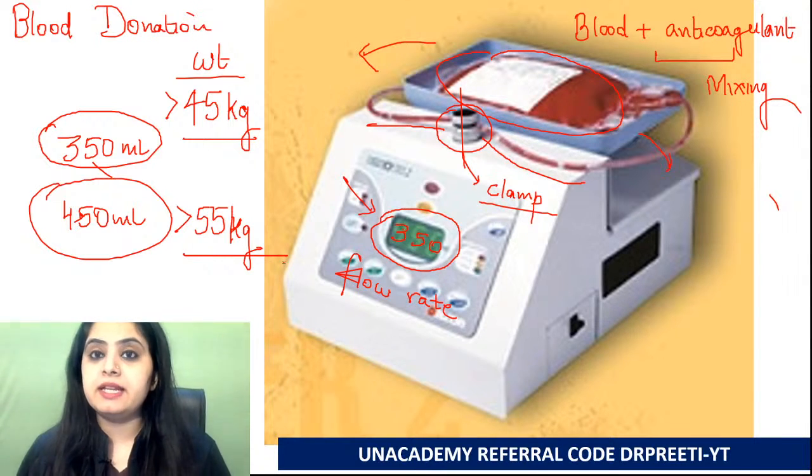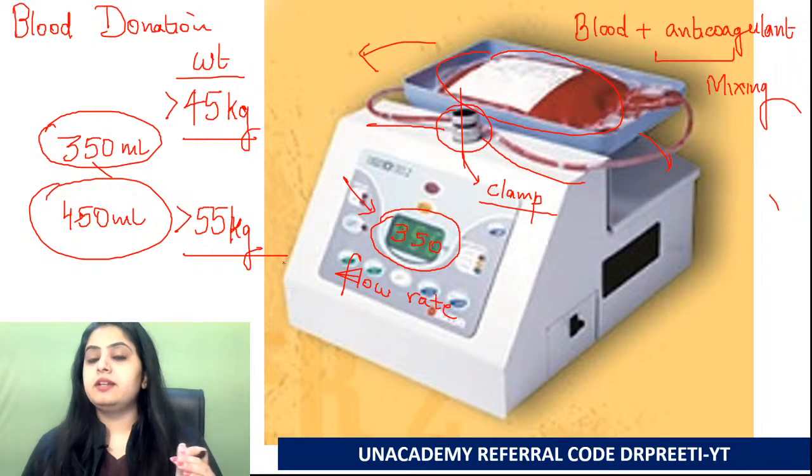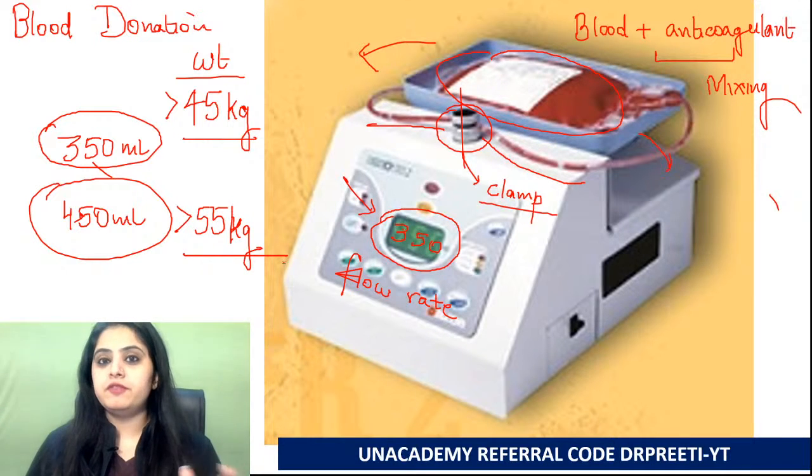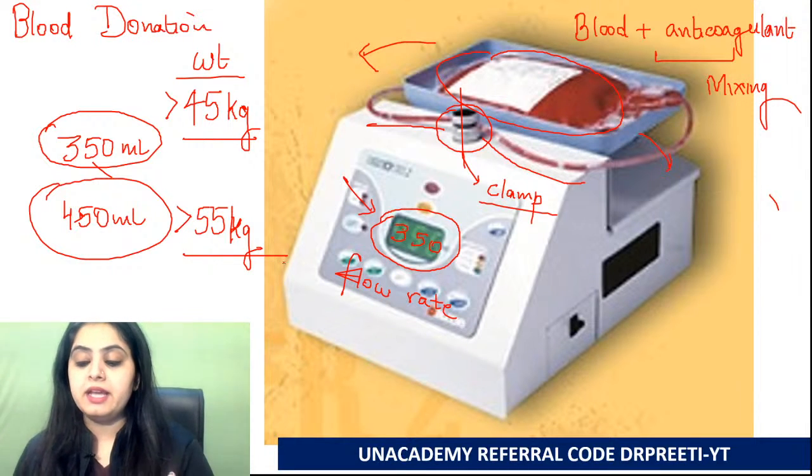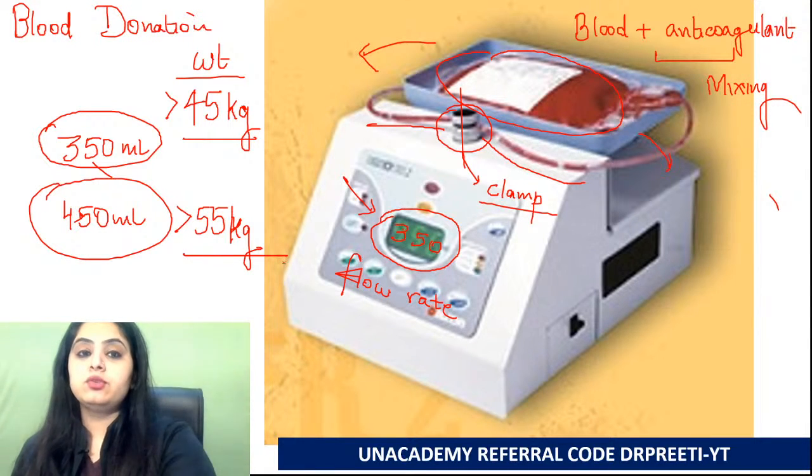So remember, more than 45 kg is the cutoff, provided you are collecting 350 ml only. And to collect 450 ml, you cannot collect it from a 45, 50, 52 kg person; the person has to be above 55 kg. Perfectly told by all of you. Great. Let's go to the next one.